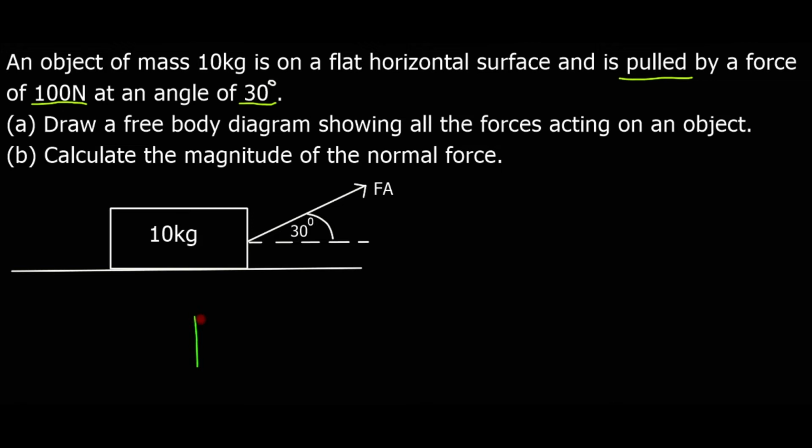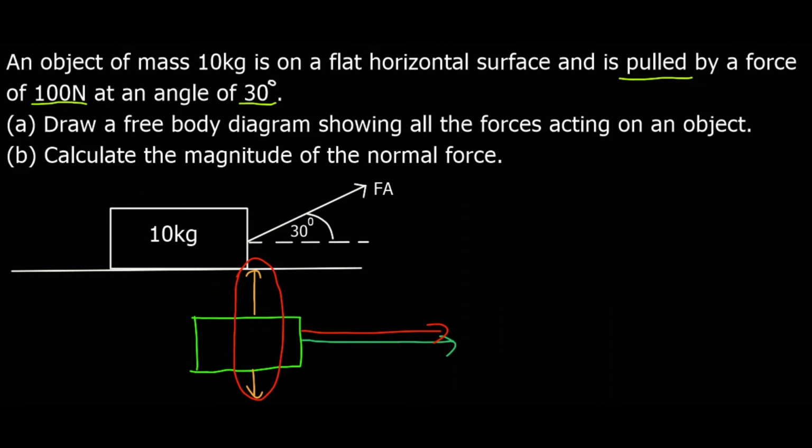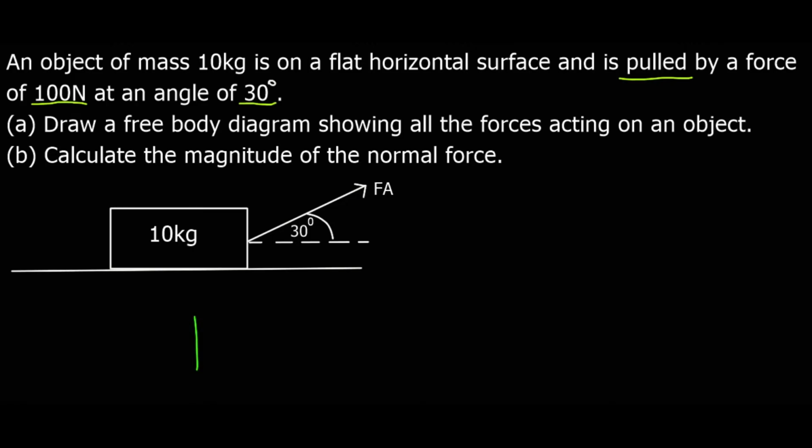In the previous example, we had a situation whereby an object is being pulled in this direction, and we had a normal force which is upward, and the force of gravity which is downward. You notice that we had only two vertical forces, the normal force and the force of gravity. This is because the object was being pulled horizontally. But now we have a different situation, because our object is being pulled at an angle.